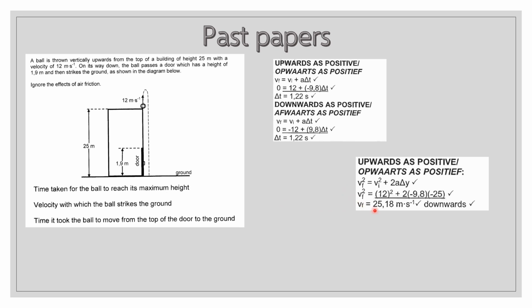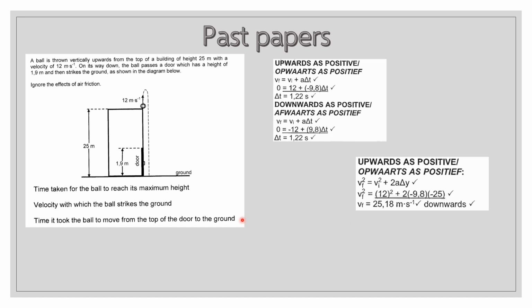Your 12 is what we had, your negative 9.8, because we're taking upwards as positive, and your height will be negative, because we're taking upwards as positive. Here is your height, which you just sub in, and now you solve for your final velocity. Don't forget to square root your answer to get it alone.